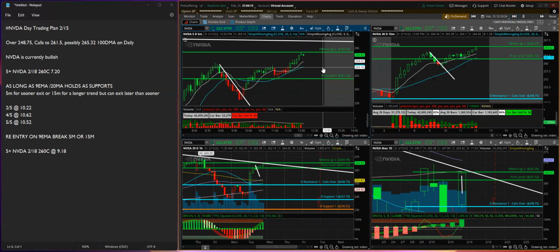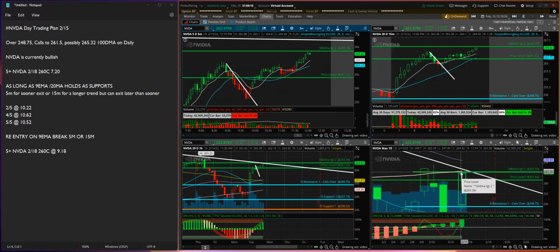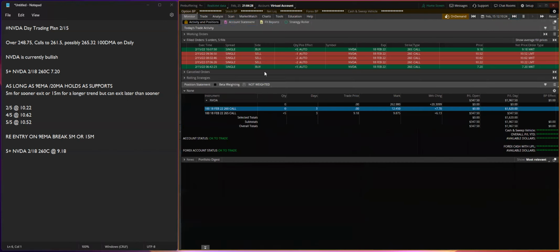So I do believe this is going to be the top for today because I don't think NVIDIA will continue to push higher in the last hour of the day. So we're going to sell all of my calls right here at 265.40. We are all out. I want to maximize my profit. And we are up nicely on my 265 call, sorry, not 260.